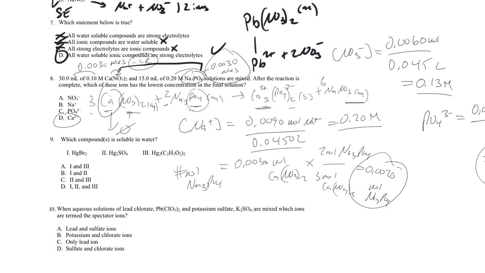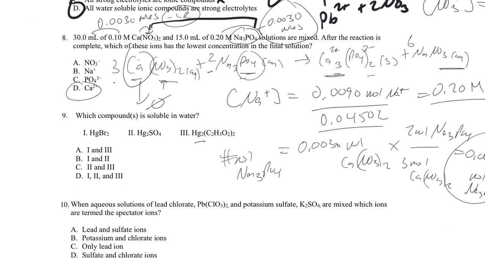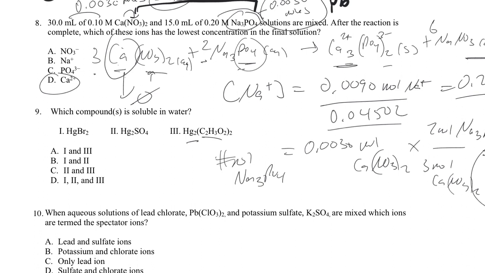Water solubility in question 9. Now, here's just like being tricky: mercury is often insoluble, but not with acetate. Every acetate compound is water soluble. So compound 3 is definitely water soluble. Sulfates are mostly soluble, but Hg2 2+ is an exception, so compound 2 would be insoluble.